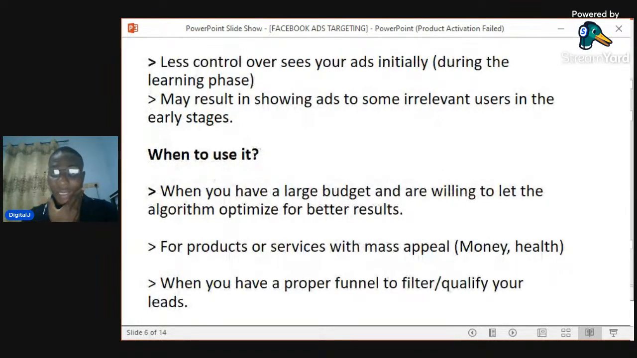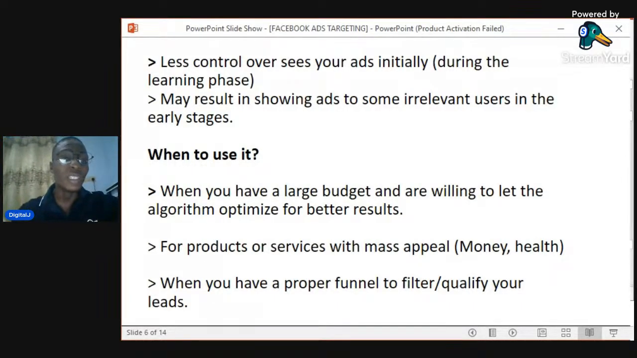Then another disadvantage is less control over who sees your ads, initially during the learning phase. Like I said, doing broad targeting, you are basically not doing any keyword targeting. You are basically not doing any interest targeting. So everybody within that location, within that age range, is going to be seeing your ads. Understand? Everybody is going to be seeing your ads. So you will not have any initial control over your ads within the first 3 days.